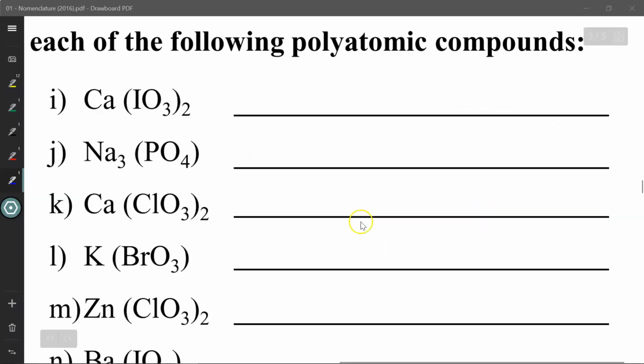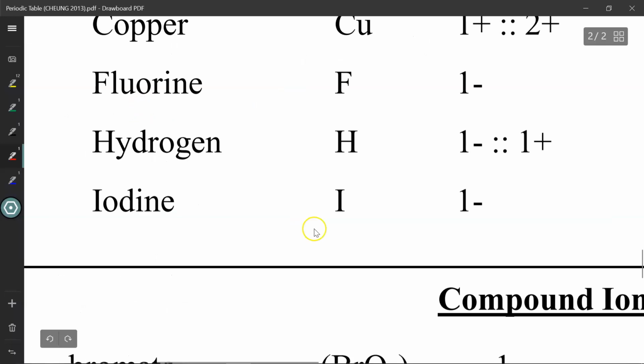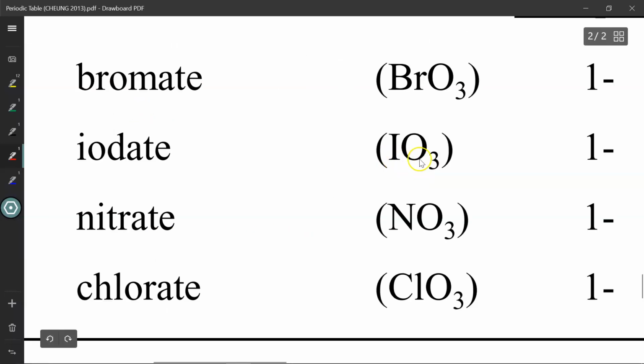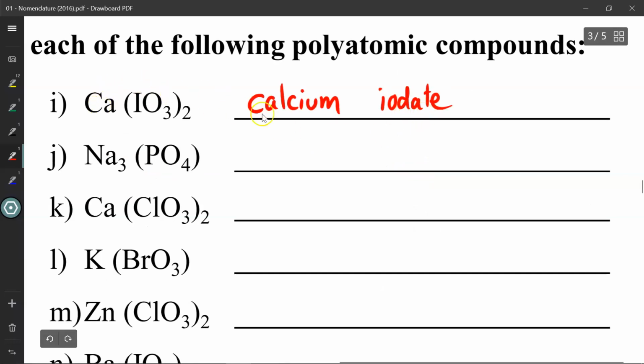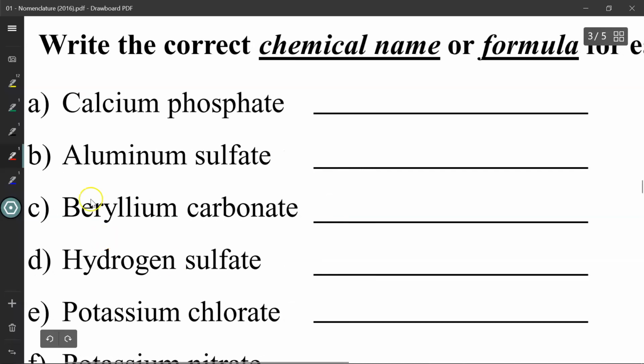All right? So let's try an example. Ca is a calcium, while the IO3 is not iodine, because that's just one iodine, but rather IO3 is iodate. So, calcium iodate. I think you can do the rest of these yourself. Let's go over to the other side where we're trying to find out the chemical formula from the chemical name.